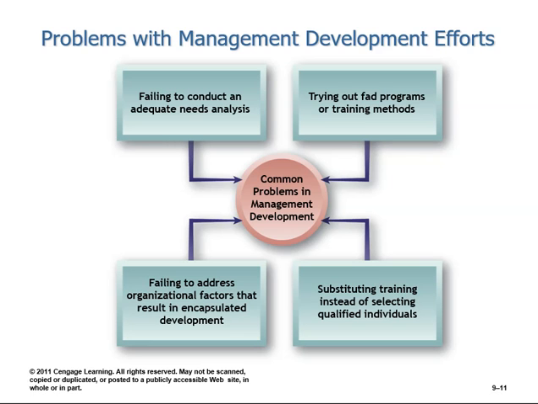Number 3, substituting training instead of selecting qualified individuals. I mentioned this in a previous lecture. It is always better to hire someone who's qualified and has the KSAs necessary to do the job than to hire someone who has potential and then believe you're going to train them to be successful at the job. Research shows that the former always works out better than the latter.